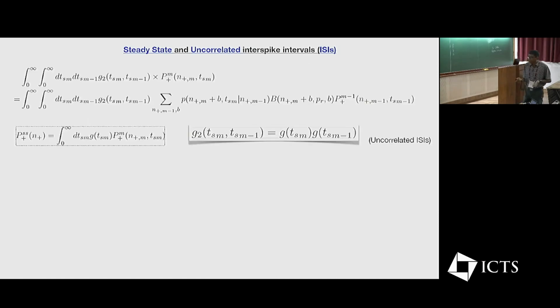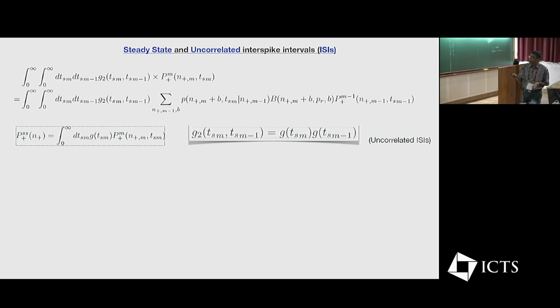So in order to proceed, we had this equation. Now you can use the statistics of these time intervals, these T_m and T_{m-1}. So one can multiply with the joint distribution of T_m and T_{m-1}, G2, and then integrate over these times.